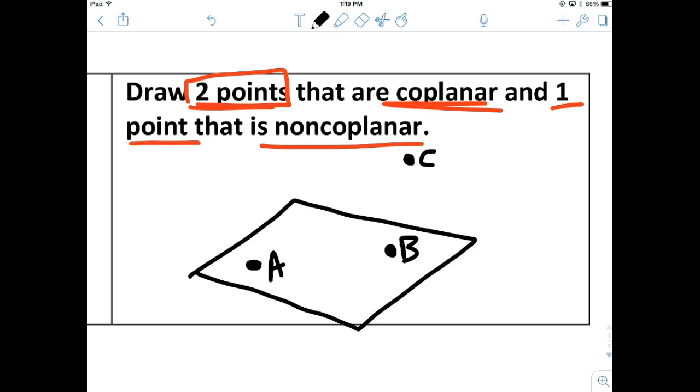that would be one way that you could draw it. Another way you could demonstrate is by showing a line that's going through the plane. And perhaps you've got point D. Point D would also be non-coplanar. It's very easy to tell that that does not go through the plane.